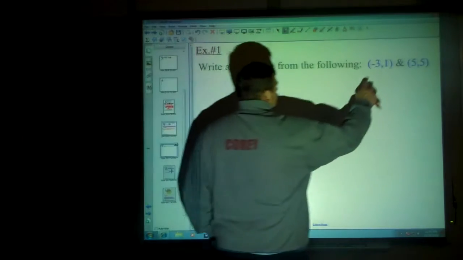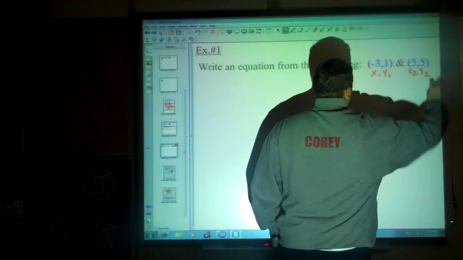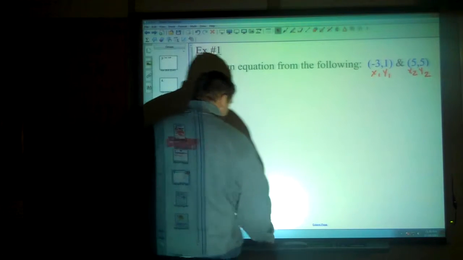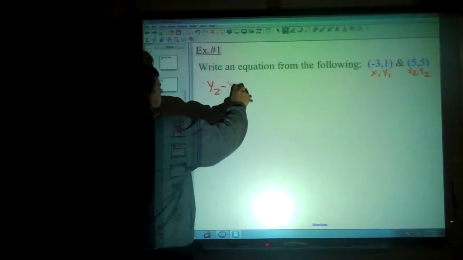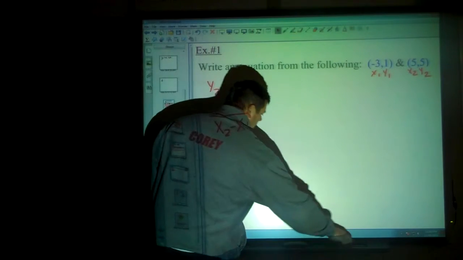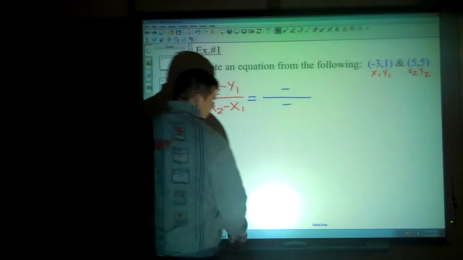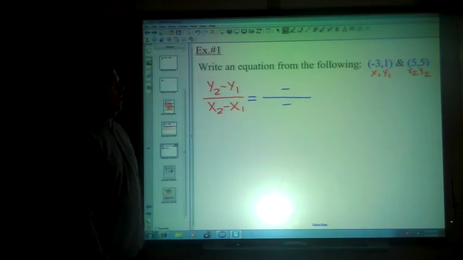I would label them. So you've got your x sub 1, y sub 1, x sub 2, y sub 2. So you have all your information. You know you're going to use the formula y sub 2 minus y sub 1 over x sub 2 minus x sub 1. Make sure you plug stuff in the right locations. It's a very common mistake. People put the x's on top. You should put your y's on top.